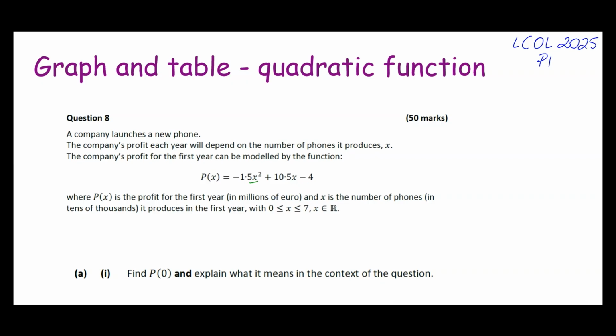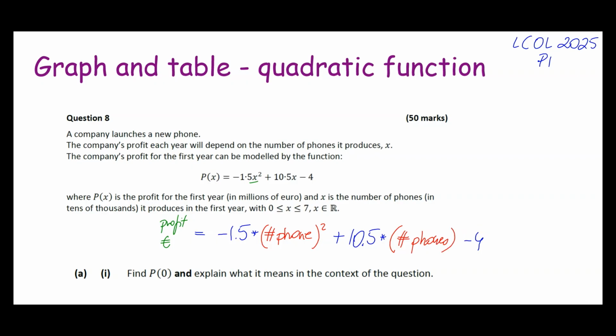So before we go on solving the question, let's first understand that this value here, that is what? Profit, isn't it? So we can say profit. Now, profit will be expressed in euros, will equal minus 1.5 multiply, and x is what? Number of phones, so number of phones, taken to the power of 2, plus 10.5, again multiply, and again we have x, which means number of phones, and then minus 4.